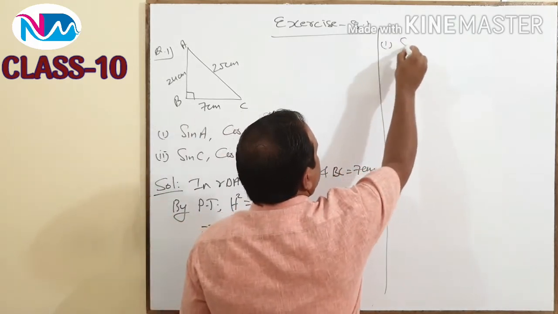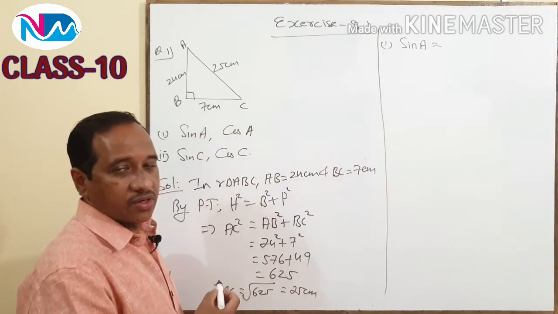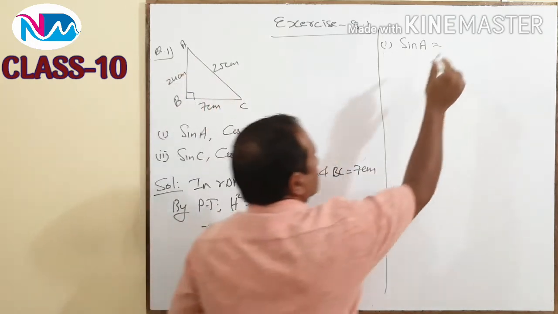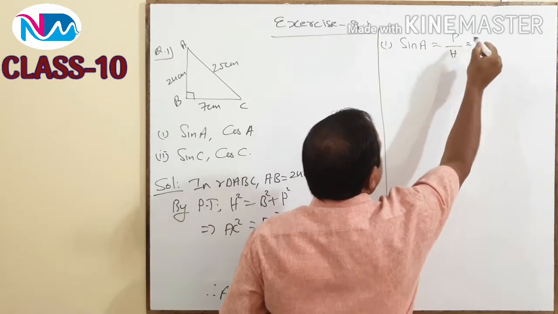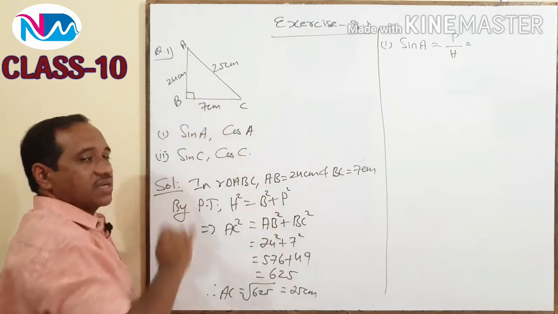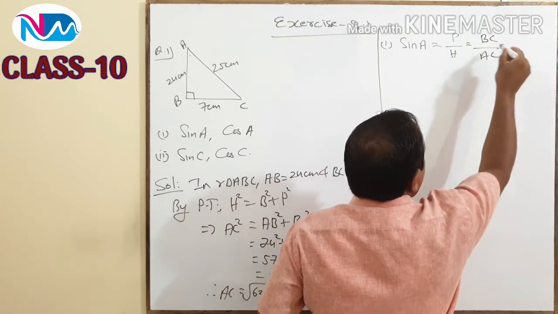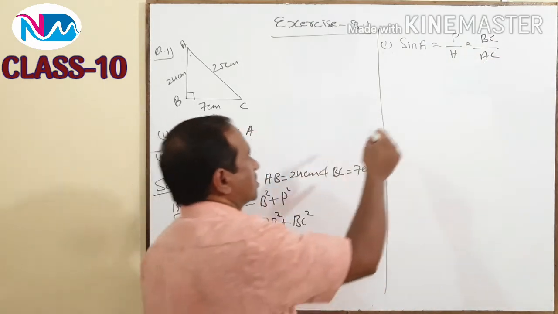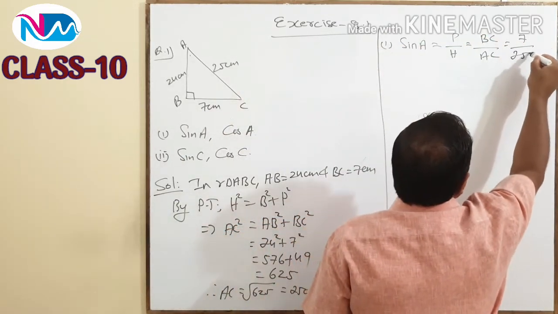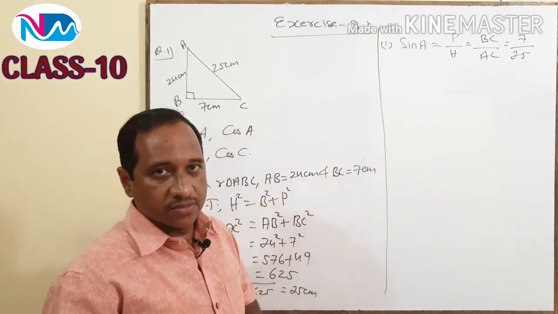First one, it is sin A. Sin A means the sine ratio with respect to the acute angle A. Sine ratio is defined as perpendicular by hypotenuse. For the acute angle A, perpendicular is the opposite side, that is BC. So, BC by hypotenuse AC. BC is 7 centimeter. So, 7 by hypotenuse AC, that is 25. Since it is a ratio, there is no unit.